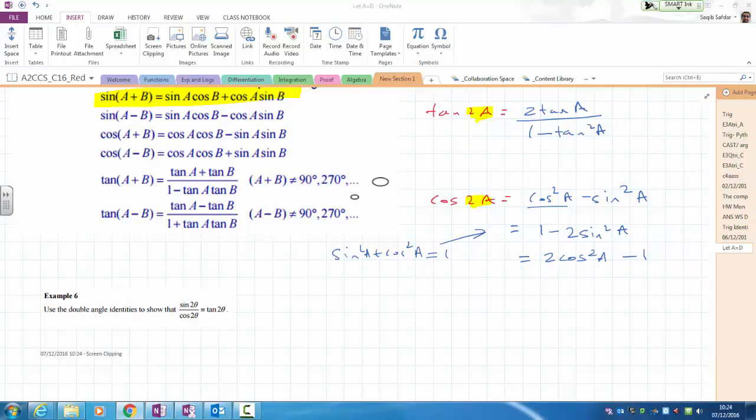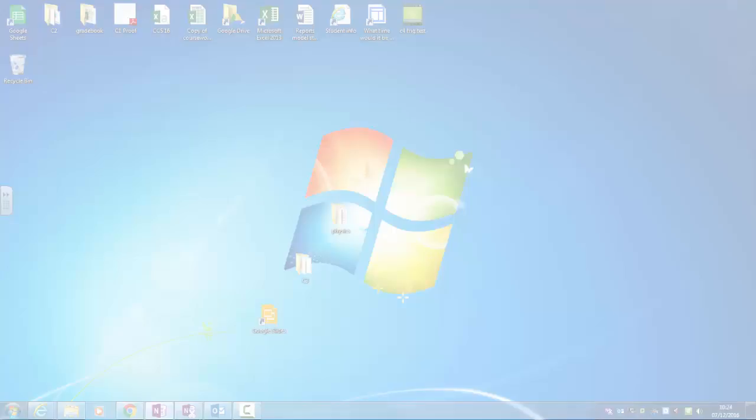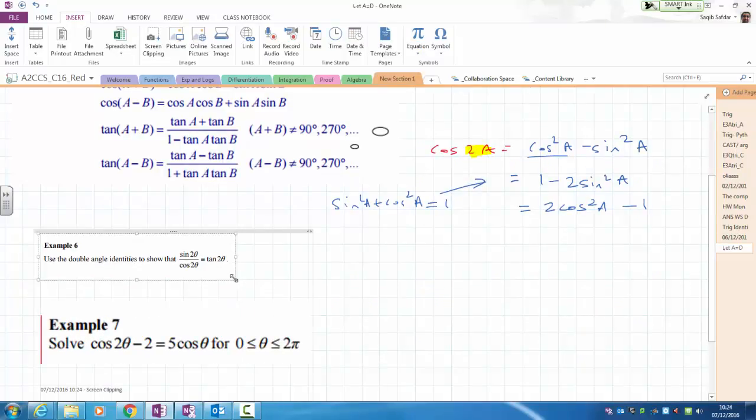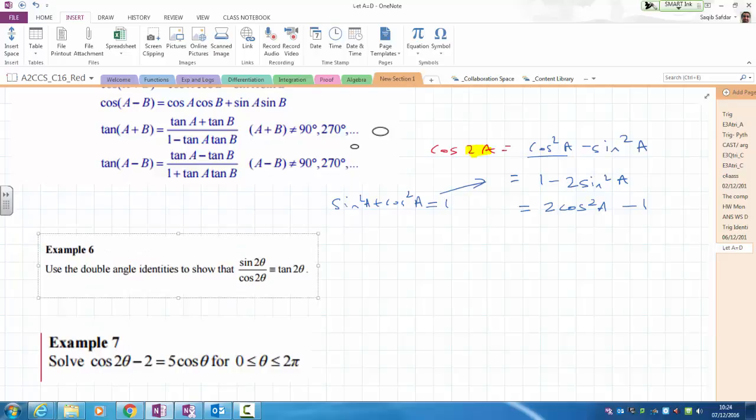So let's do this one, and in your groups, if you can have a go at this one here. Okay, and I'll put up the answers in a while. Okay, off you go.